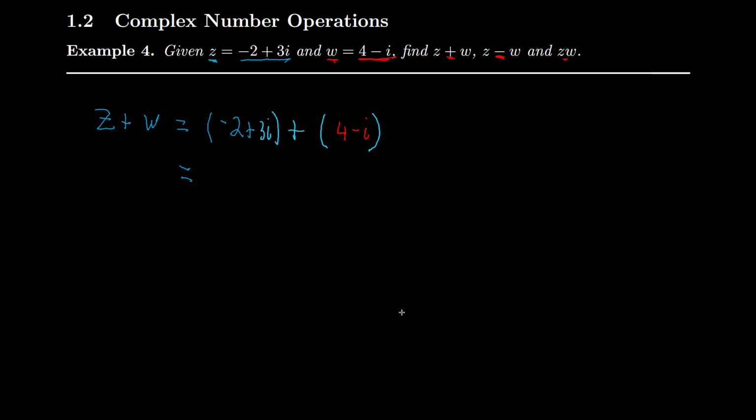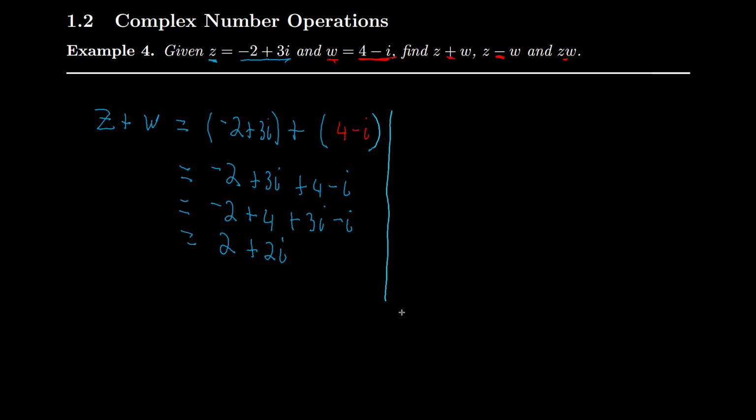So we can get rid of the parentheses, and this becomes negative 2 plus 3i plus 4 minus i. And then we just gather like terms up. So this is simply negative 2 plus 4 plus 3i minus i. Negative 2 plus 4 is 2. 3i minus i is 2i. That's it. That's z plus w.